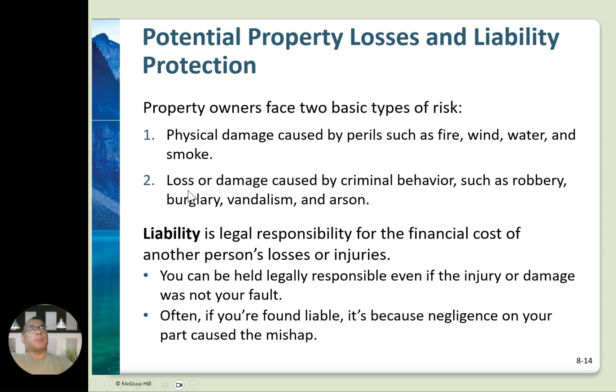If you live in Brampton, or maybe Jane and Finch, there's a high crime rate in certain areas because of vandalism, robbery, or burglary. I'm quite lucky; I've been living in the city of Burlington. There's less crime in this part of the world. Liability is legal responsibility for the financial costs of another person's loss or injuries. You can be held legally responsible even if the injury or damage was not your fault. Often, if you're found liable, it's because negligence on your part caused the mishap.